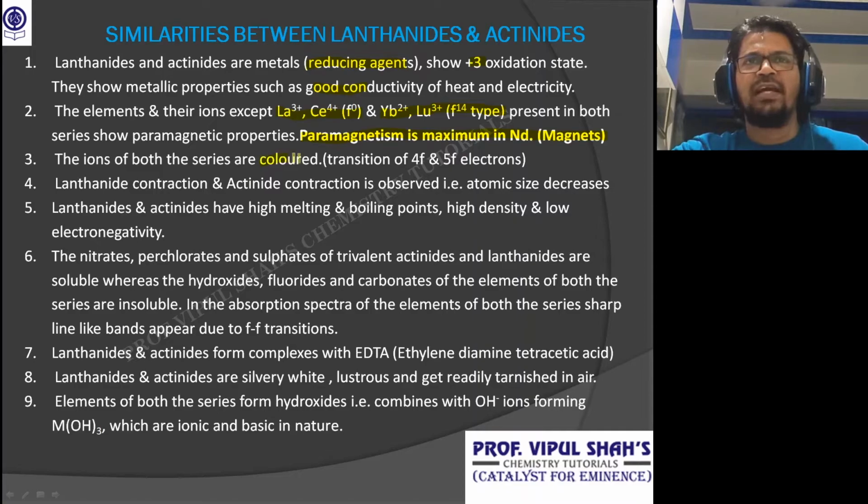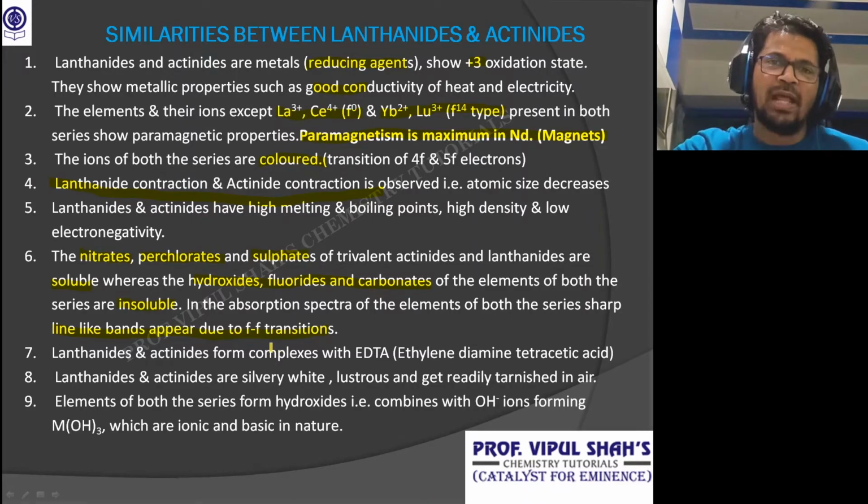Both the series have colored ions, but compared to lanthanide, actinide compounds are deeply colored. Both show contraction, that is lanthanide as well as actinide contraction is observed, but actinide contraction is greater than lanthanoid contraction. They have high melting and boiling points. Then nitrates, NO3 minus, perchlorates, ClO4 minus, and sulfates, SO4 2 minus of actinides and lanthanides are soluble, whereas hydroxides, fluorides and carbonates, OH minus, F minus, CO3 2 minus, are insoluble. Then color part: in the absorption spectra, both show sharp line-like bands due to f-f transition.